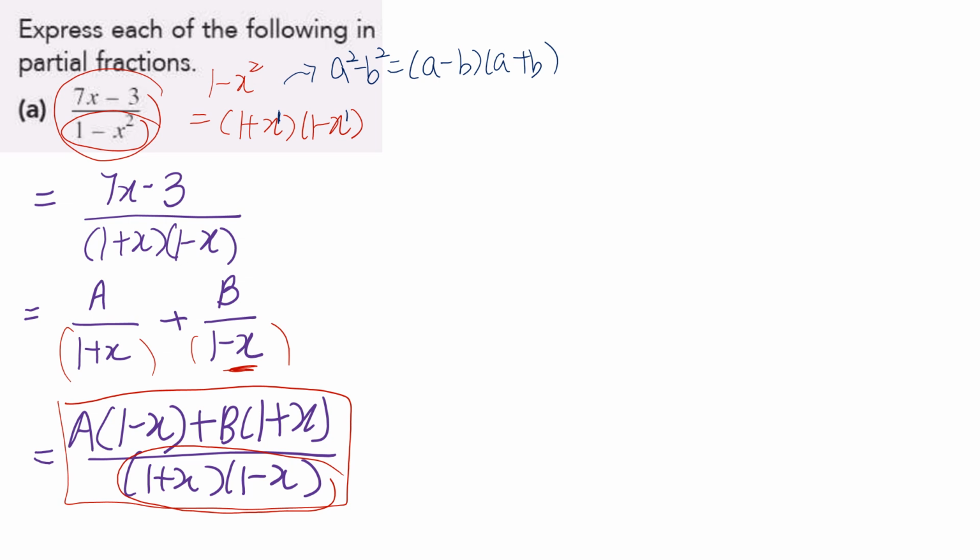Hence, the numerator would be equal to 7x minus 3. 7x minus 3 will be equal to a bracket 1 minus x plus b bracket 1 plus x.